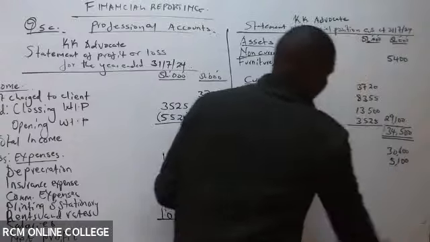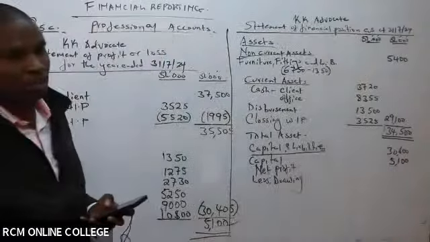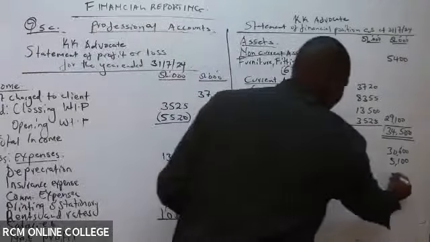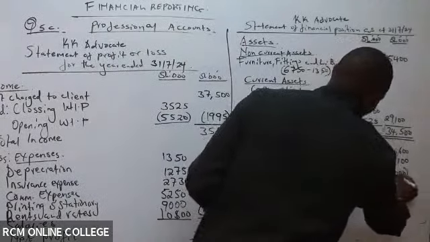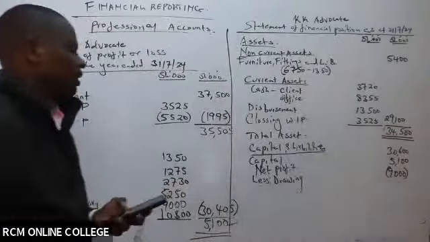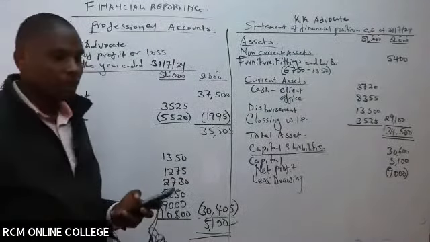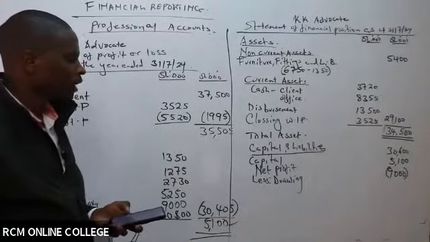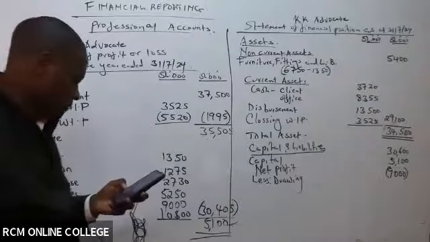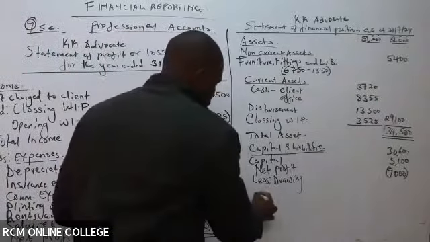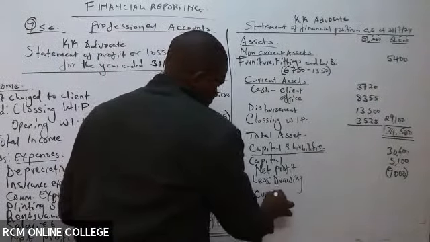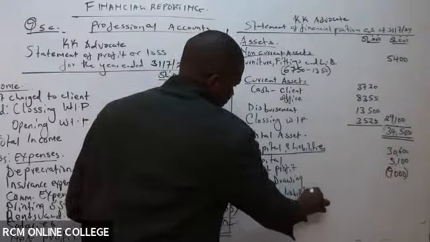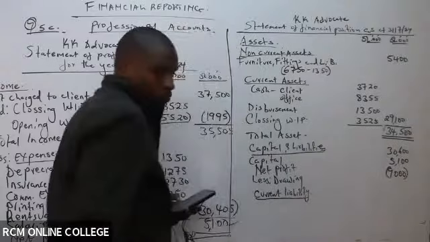Somebody to tell me, how much is our drawing? Drawing is 9,000. And remember, we are subtracting. Another item, you can get your gross capital. Although, let's go to the current liability.